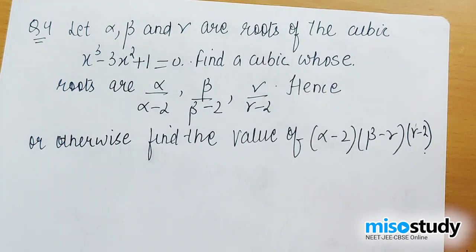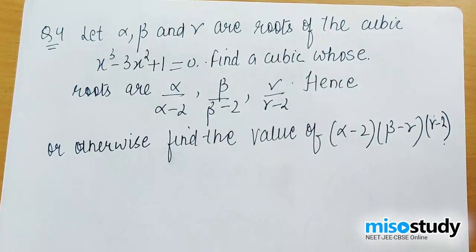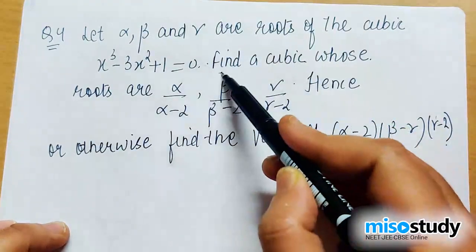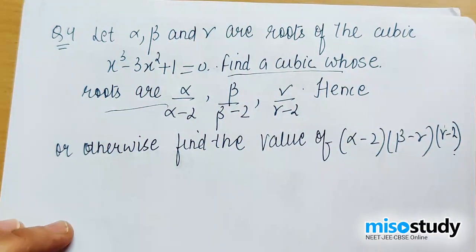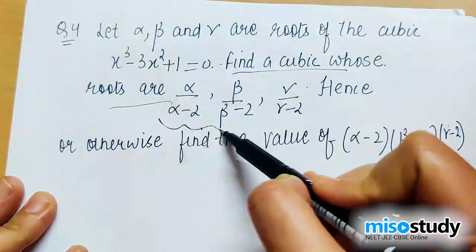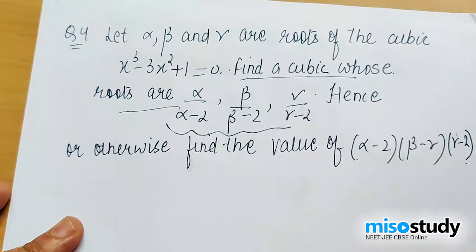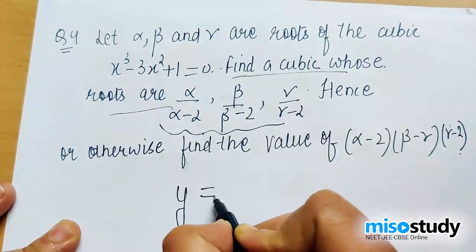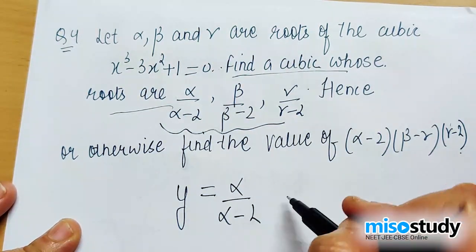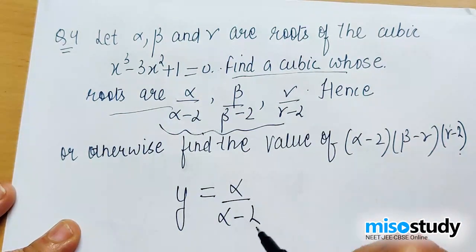So the way is that since we have to transform this equation, we need a transformed equation whose roots are alpha upon alpha minus 2 and so on. Let's first find a cubic having these as roots. So I should have y equals alpha upon alpha minus 2. I'm making a cubic in y whose roots must be this. So let us assume y is equal to this.